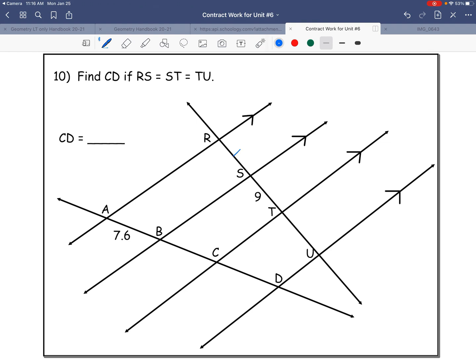Find CD. Now RS is equal to ST is equal to TU. When we have parallel lines cutting one transversal into congruent parts, it'll cut every transversal into congruent parts. So that's also 7.6, and this is 7.6. CD is 7.6.